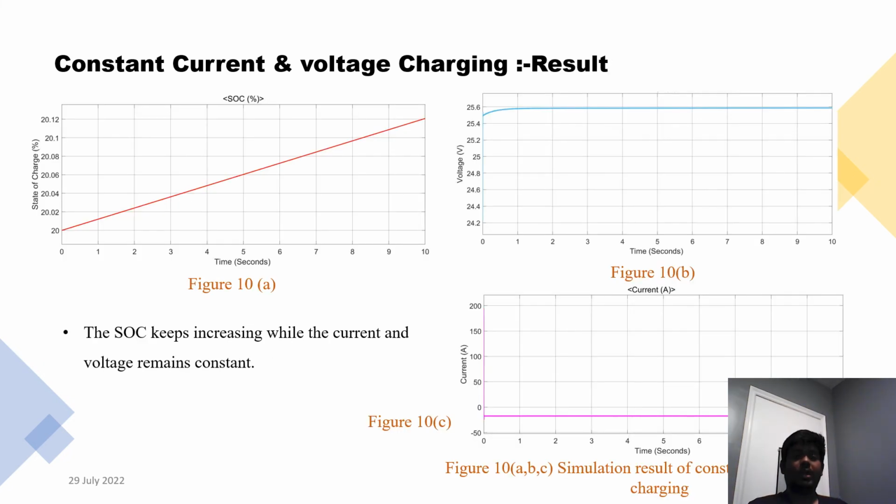In the A, B, and C versions of Figure 10, we can see that the value of the state of charge of the system keeps on increasing during the simulation, which is shown in Figure 10A. And in Figures 10B and 10C, we can see that the voltage and current remain constant, thereby helping in reducing the heat produced inside the batteries, which in turn prevents thermal runaway in batteries.